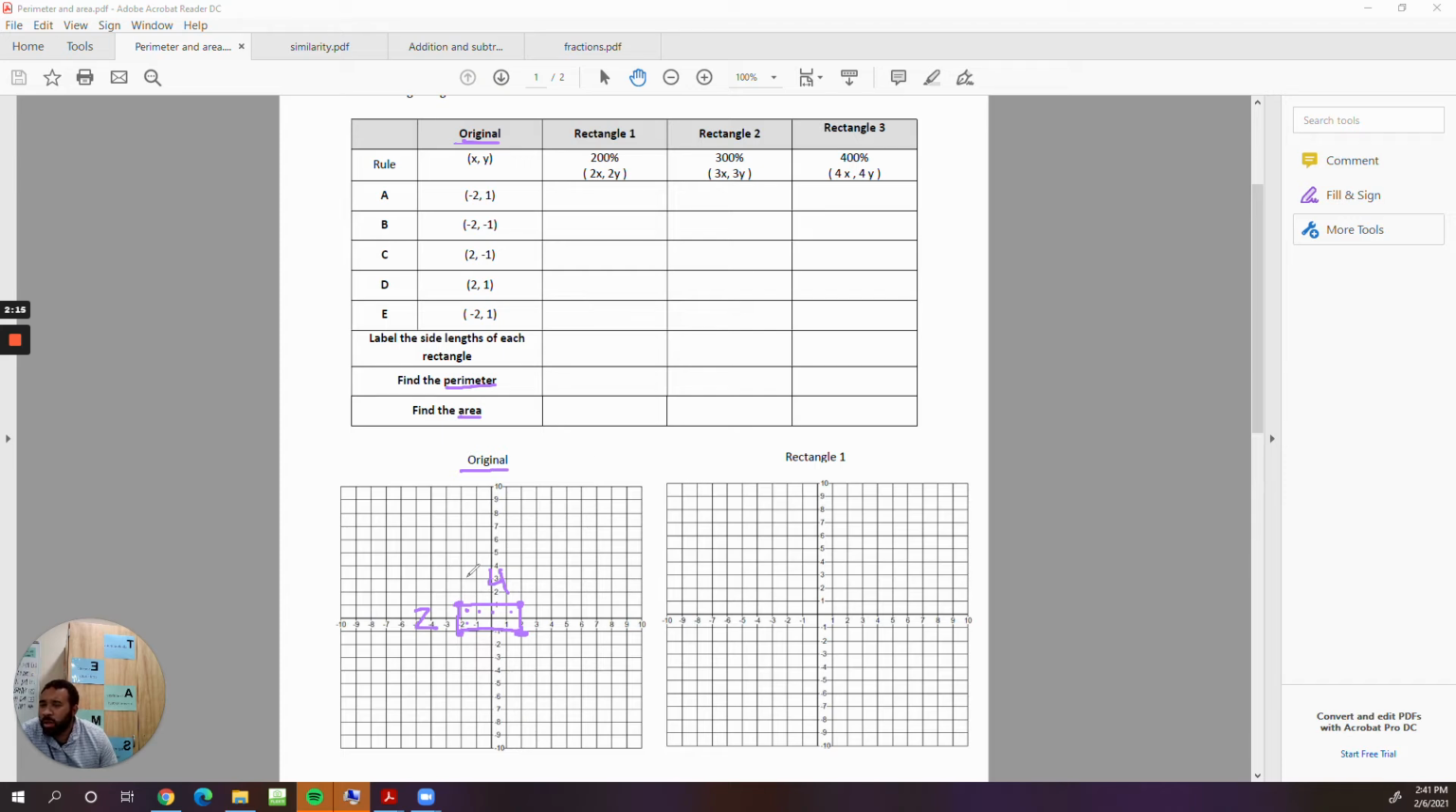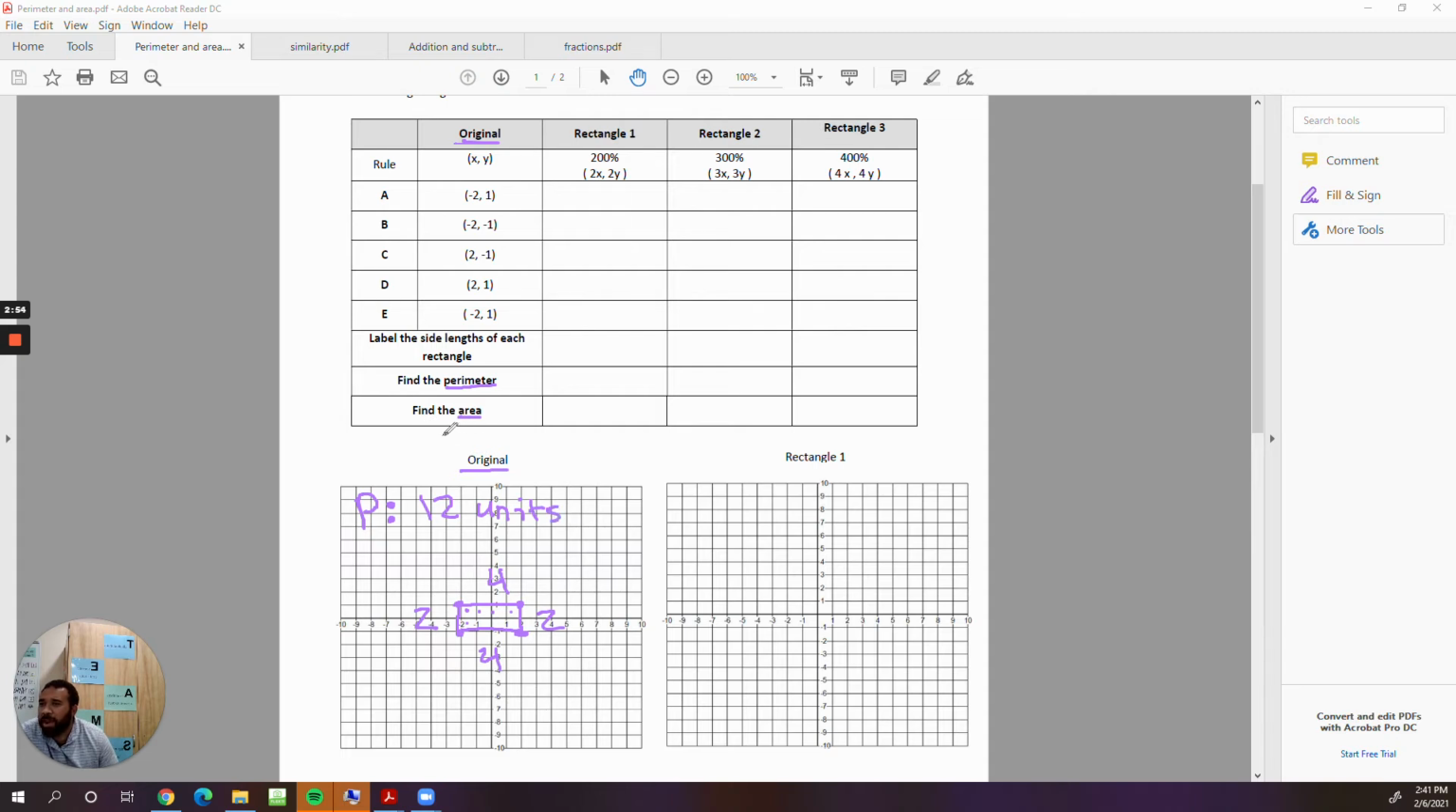For the original, there's not a spot on the chart to put perimeter and area. So we're going to write it in the space here. So I'm going to write P for perimeter. In order to find the perimeter, I add up all the sides. Remember that the opposite sides are matching in a rectangle. So 4 plus 2 is 6, plus 4 is 10, plus another 2 is 12 units.